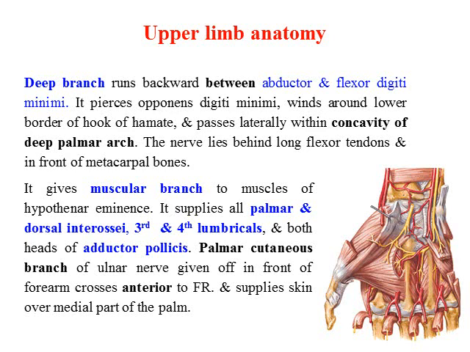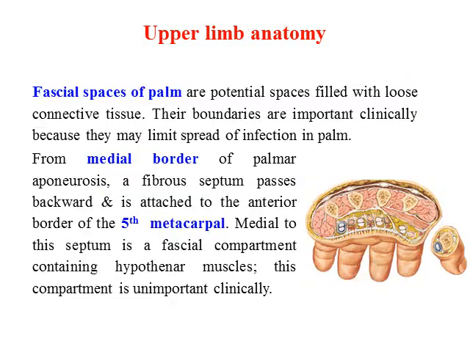The palmar cutaneous branch of the ulnar nerve, which arises in the anterior compartment of the forearm, crosses in front of the flexor retinaculum to supply the skin over the medial third of the palm of the hand.